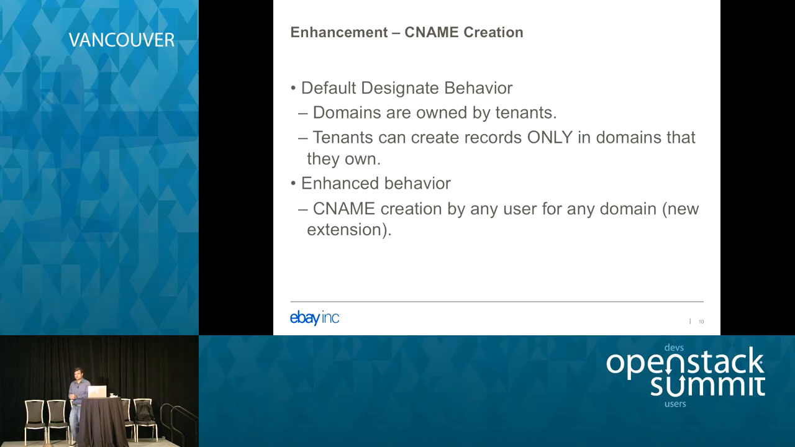CNAME creation. The default Designate behavior, as we mentioned earlier, is that domains are owned by tenants, and users under those tenants create the domains. The users belonging to that tenant can only create records under that domain. So A, PTR, and CNAME records can only be created by users of the tenant that owns the domains. But our requirement at eBay and PayPal, specifically for CNAMEs, was that a tenant A can create a CNAME for an A record that is created by tenant B in a different domain.